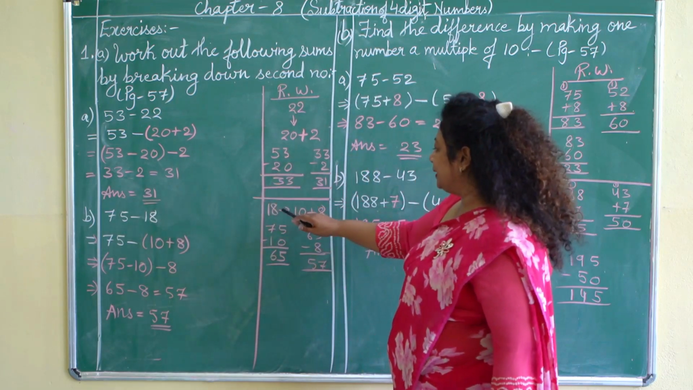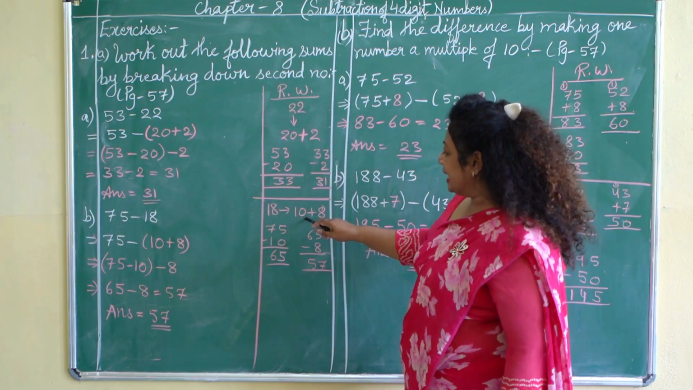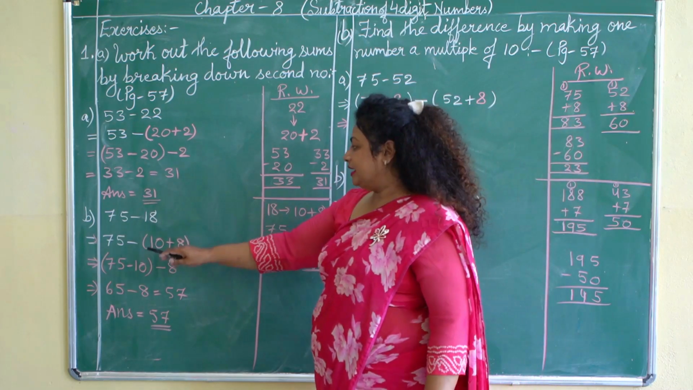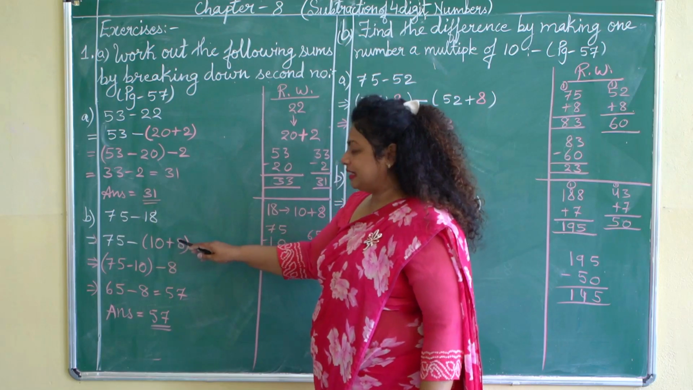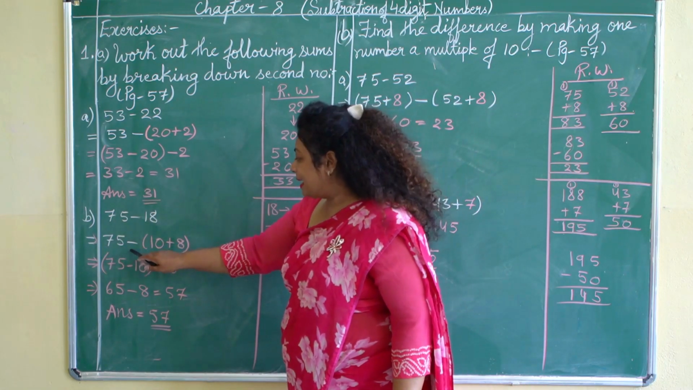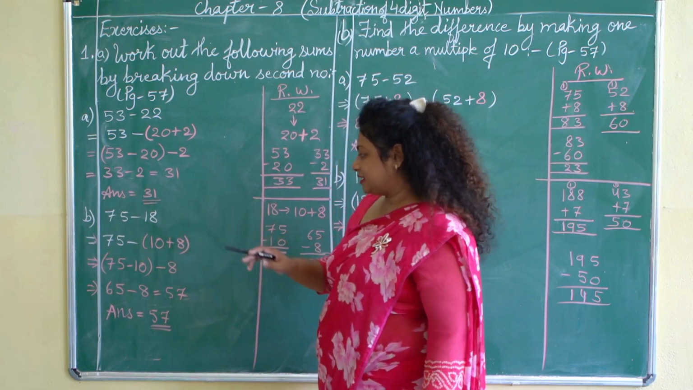Again we have to break down the second number. How will we break down 18? 18 means 10 plus 8. Okay, let's write. In place of 18, now we will write 10 plus 8. So, the next line will be 75 minus, inside the bracket we will write 10 plus 8.